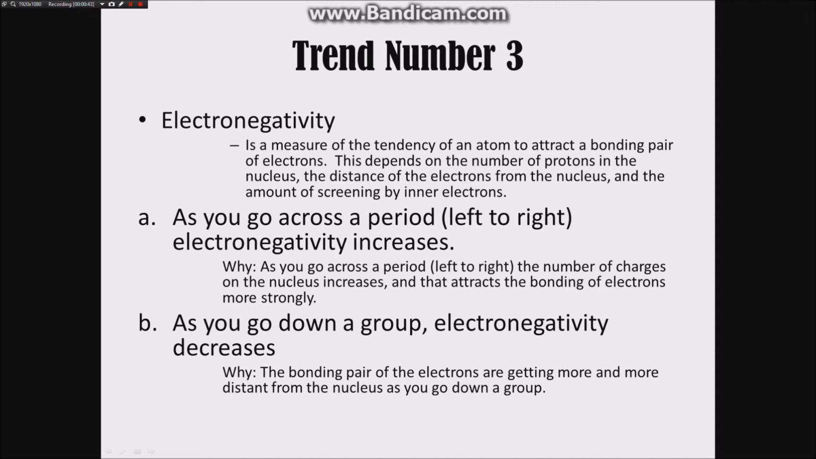Trend number 3, coming right up: electronegativity. Whew, I can barely say that one. Electronegativity is a measure of the tendency of an atom to attract a bonding pair of electrons. This depends on the number of protons in the nucleus, the distance of the electrons from the nucleus, and the amount of screening by the inner electrons.